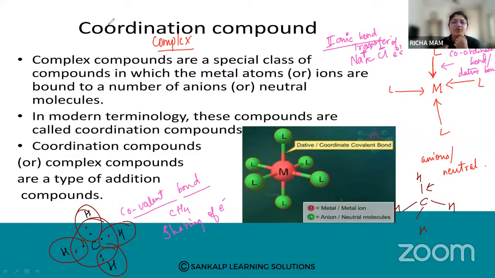What is an ionic bond, what is a covalent bond, and what is a coordinate bond? So what is a coordinate bond? In a complex compound, the central metal ion or metal atom is surrounded by a number of anions or neutral molecules, which are termed ligands. The bond present between the metal and the ligand is called a coordinate bond, or what is it also called?